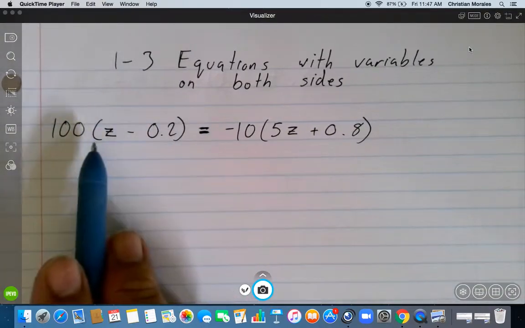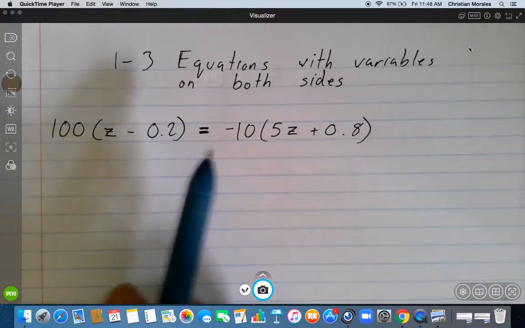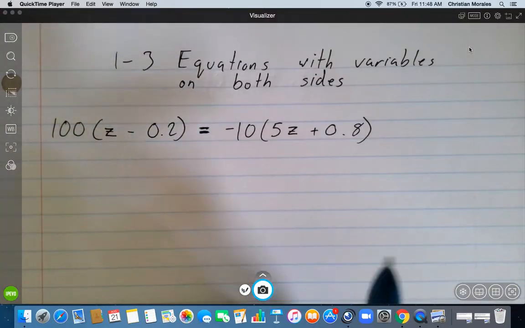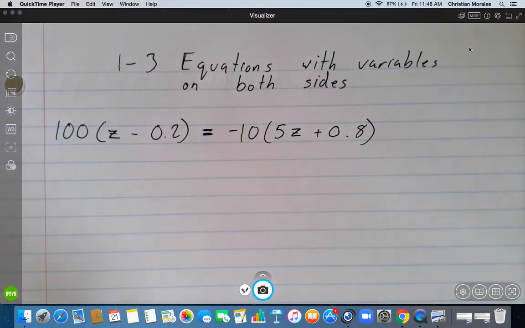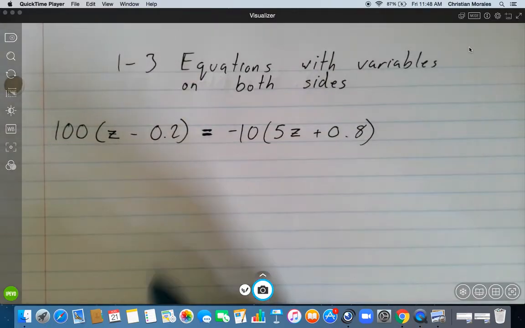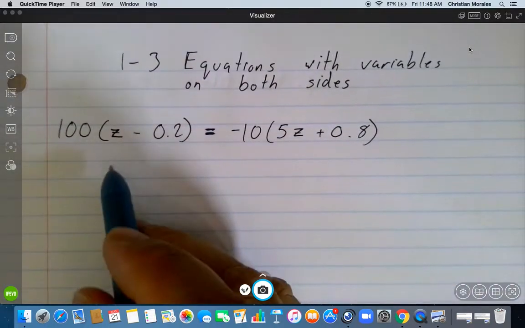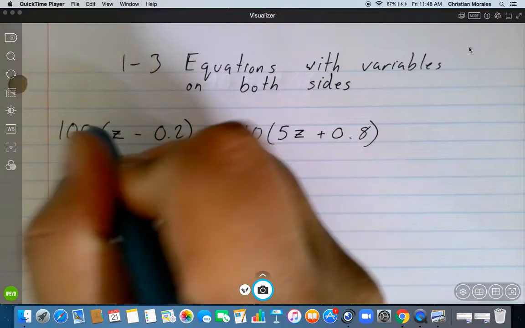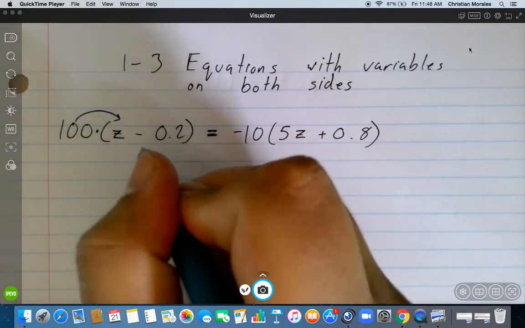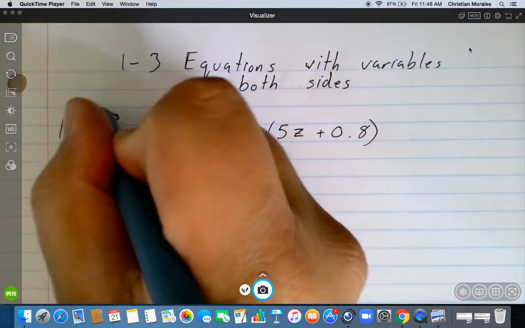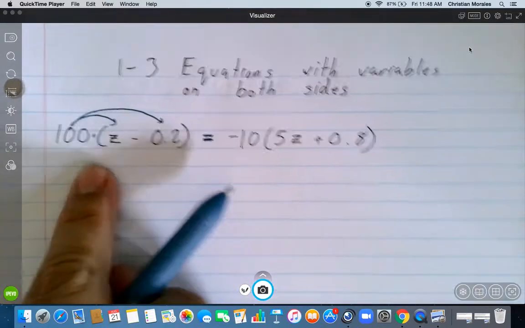Because if they were both on the same side, you can just combine like terms, but when they're on different sides, you have to do something different. All right, but there's parentheses, there's subtraction. Let's start with the first thing, the parentheses. This means we're multiplying 100 times the parentheses. But wait, there's two numbers in the parentheses, so it has to multiply both of them.